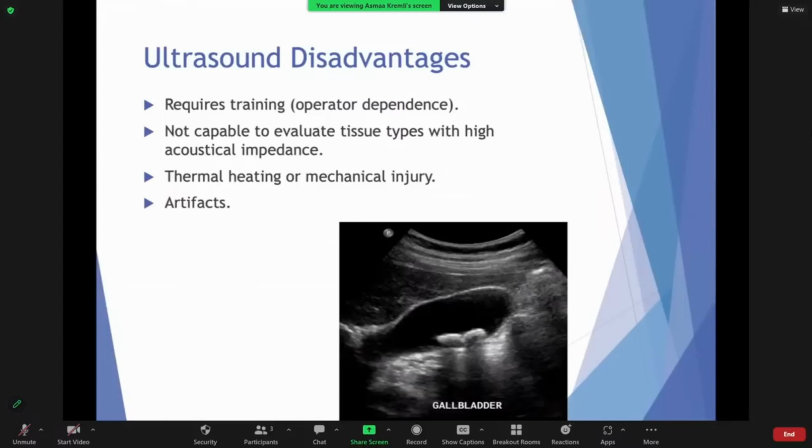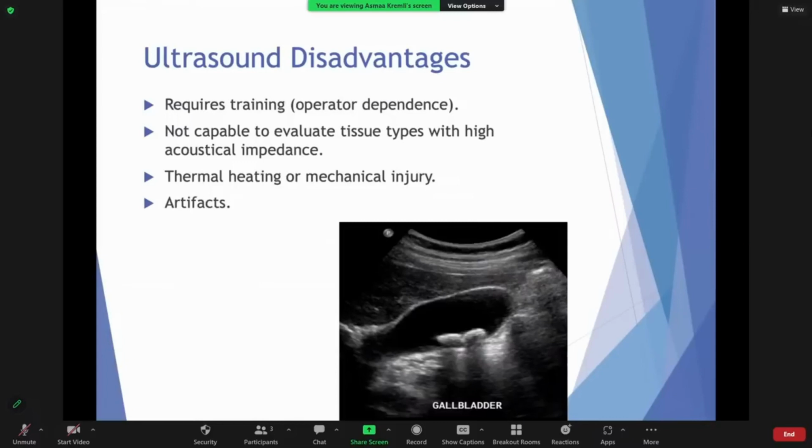And then the third disadvantage is thermal heating or mechanical injury, because high frequencies of ultrasound result in a potential risk of thermal heating or mechanical injury to tissue at a microscopic level. This is of most concern in fetal imaging.